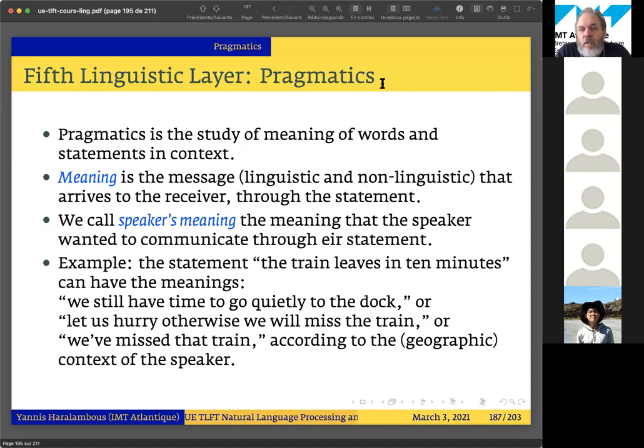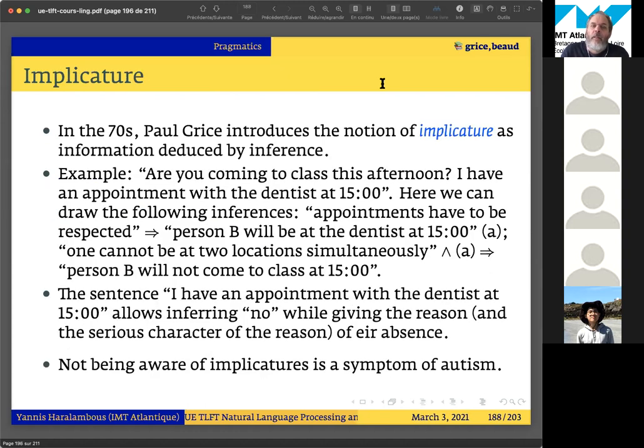So you see that the receiver of this message receives the sentence per se, but is also aware of the context and therefore can interpret the sentence in a way that depends on the context. This additional information added by the receiver has been studied by Paul Grice, and he defines the notion of implicature.